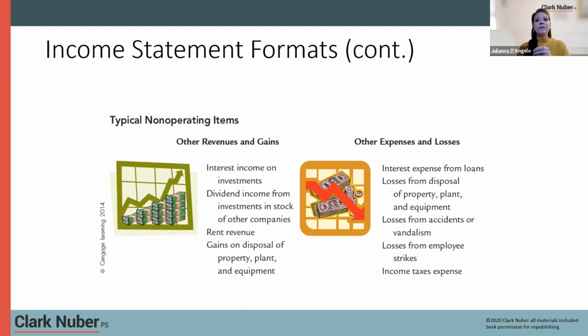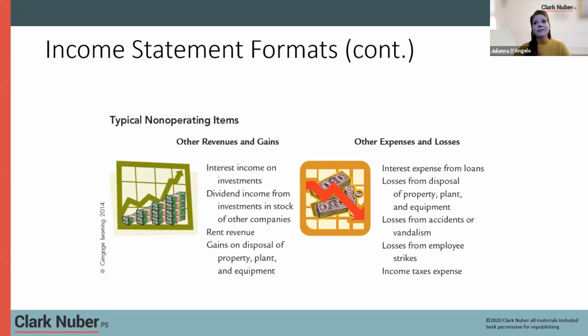Dividend income from investments in stock of other companies. Rent revenue, if you own the building that you're in and you rent a few of the spaces out to other people and you get rent revenue from it. You're not a real estate company, so that's not your main source of income, but you do need to record it. And gains on disposal of property, plant, and equipment. So that's if you're selling buildings or old equipment and you get a gain because you sold it for more than you had it as your book value, which is what David talked about a couple weeks ago, then you need to record that gain.